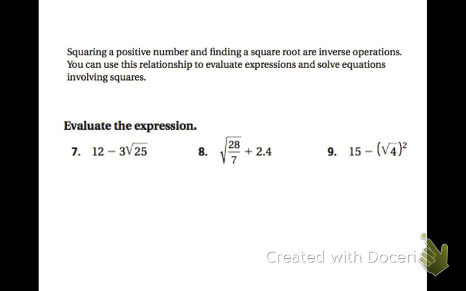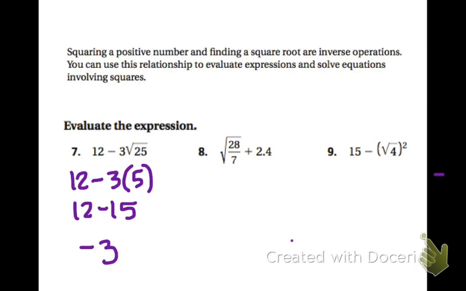So we want to use our order of operations. To evaluate the expression, you would have to use order of operations, and you would treat the square roots as the inverse of the squares, so you would do them after the parentheses. So for the first one, we would do 12 minus 3, and then evaluate the square root of 25 to be 5. We would multiply before subtracting, so we get 12 minus 15, therefore the answer is negative 3.